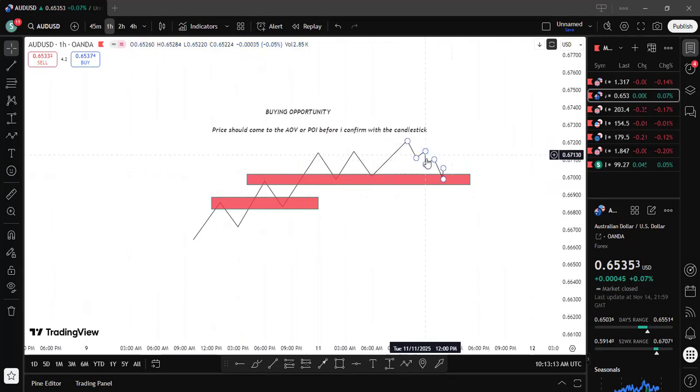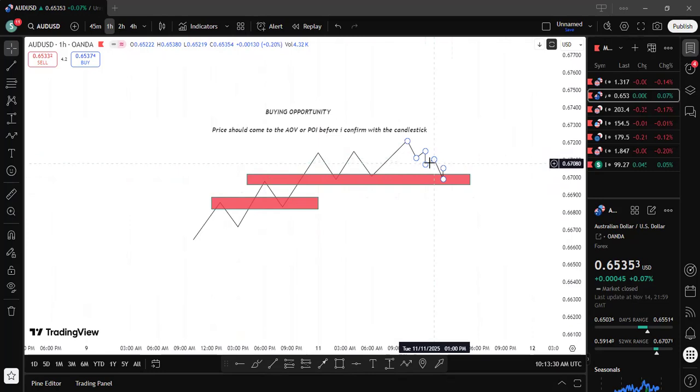But let's say at this point, it's not an area of value, but you spot, let's say, a bullish engulfing candle. I'm just giving you prior information; I'm going to teach you the bullish engulfing candle. You spot a bullish engulfing candle at this point, then you enter a buy. You notice the price didn't go.